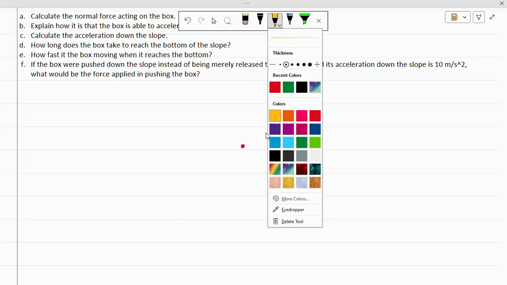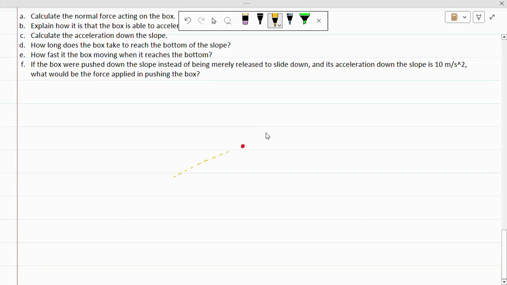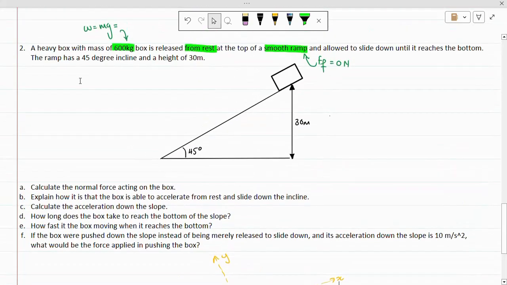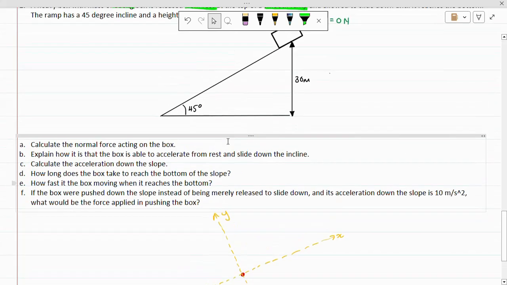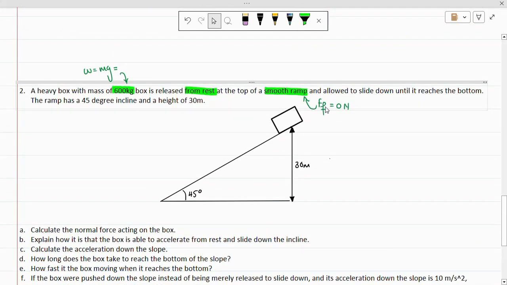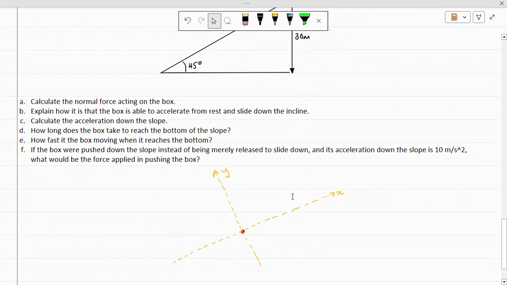So we're going to draw the plane. This is our x direction, and this is our y direction. Right, and then we're going to list all the forces that are there. We're told that it's released from rest. We haven't been told that it's been pushed with any force, so maybe there is no force applied. So force applied, that's gone. We already know that in this case there is no friction. So that leaves two forces.